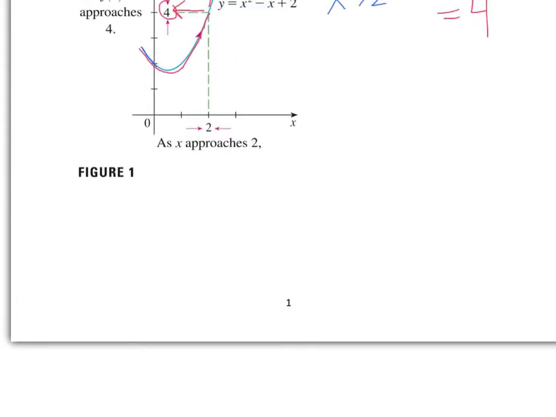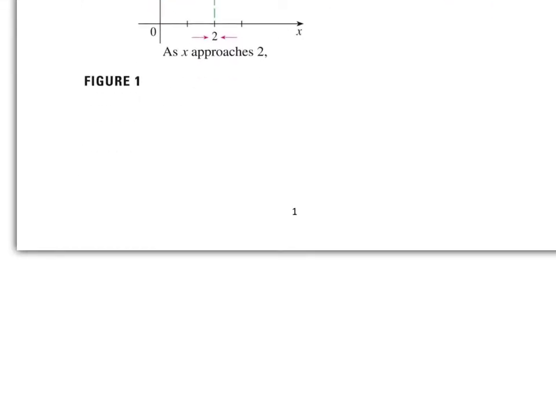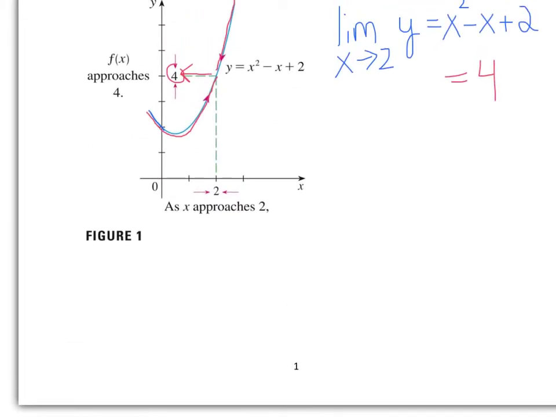Okay, so that's it for that page, page 2.